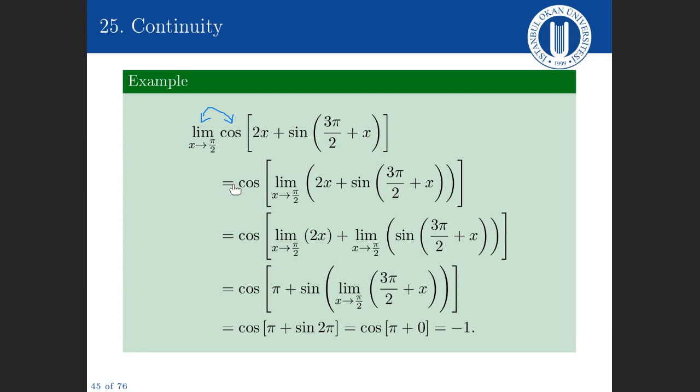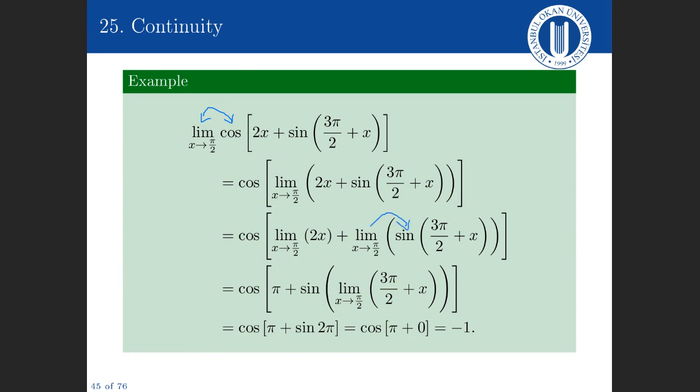We end up with cos of the limit of 2x plus sine 3 pi over 2 plus x. By the sum rule, I can break this into two smaller limits. First one is easy. The limit as x tends to pi over 2 of 2x plus just 3 pi. Let's look at the second one.